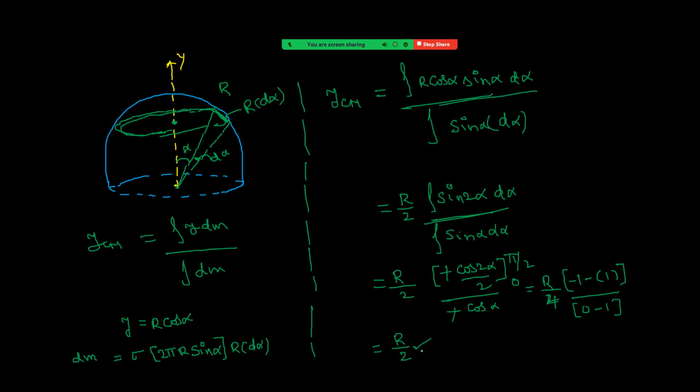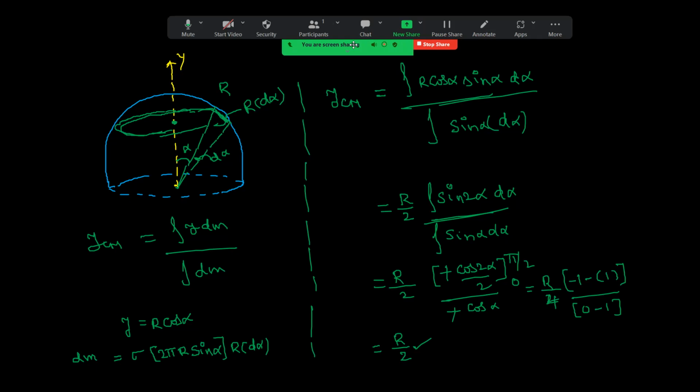So final answer is r by 2. That means center of mass is at a height from the base r by 2. Or we can say from here also r by 2 because it is a half, right? R by 2. So like this, we can calculate center of mass. And for the remaining, we can discuss in the next lecture.